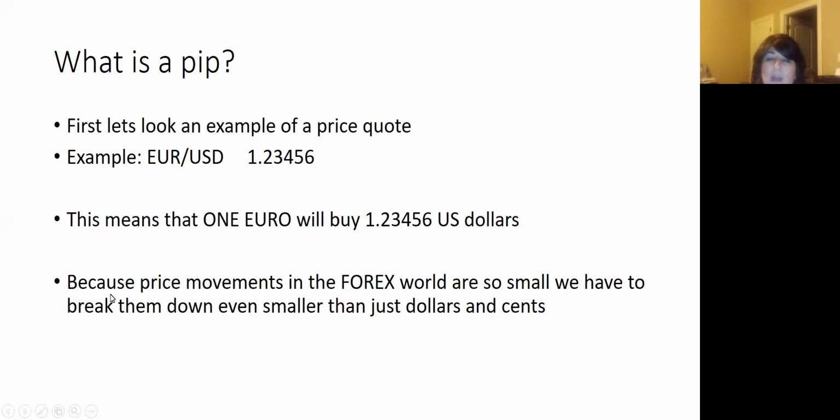Now, because of the way price moves in the Forex world, we have to have really small percentages. We have to break them down even smaller than just dollars and cents. Okay, so it couldn't just be $1.23. They had to add some digits, all right?